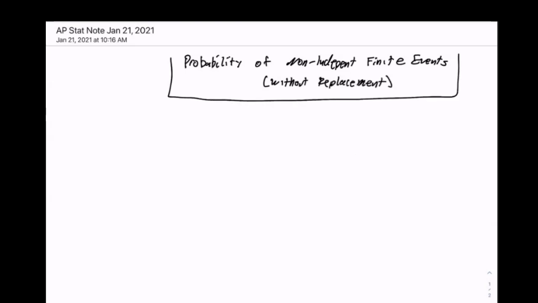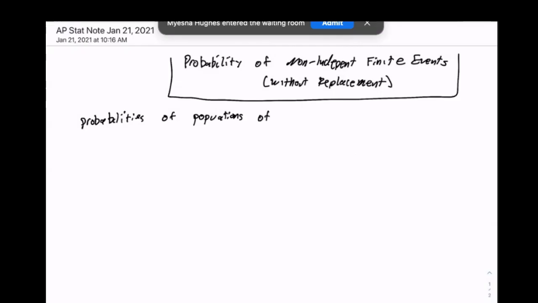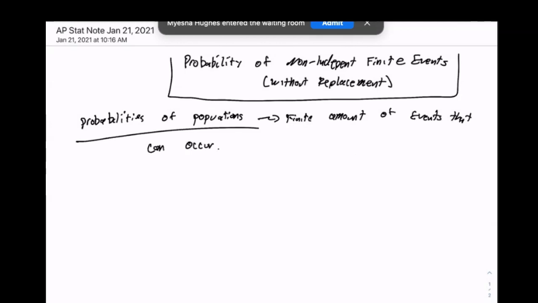So in these problems, these are really probabilities. We can also think of these as probabilities of populations. What I mean by that is there is a finite amount of events that can occur. We have a sample, but we're not talking about the sample, we're really talking about the entire population.